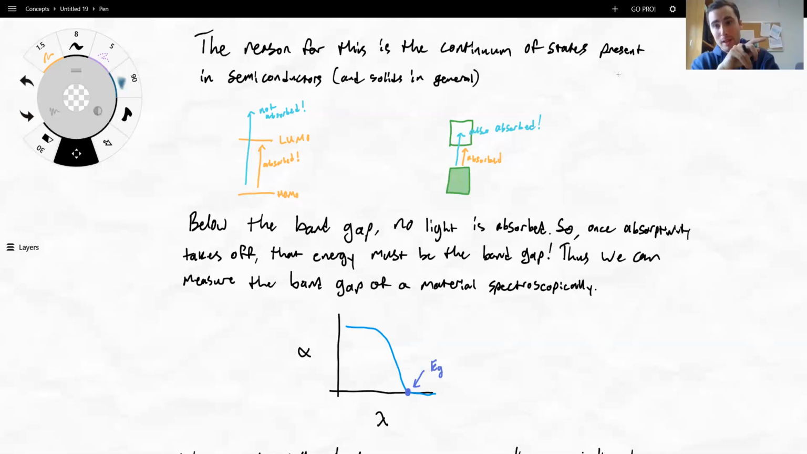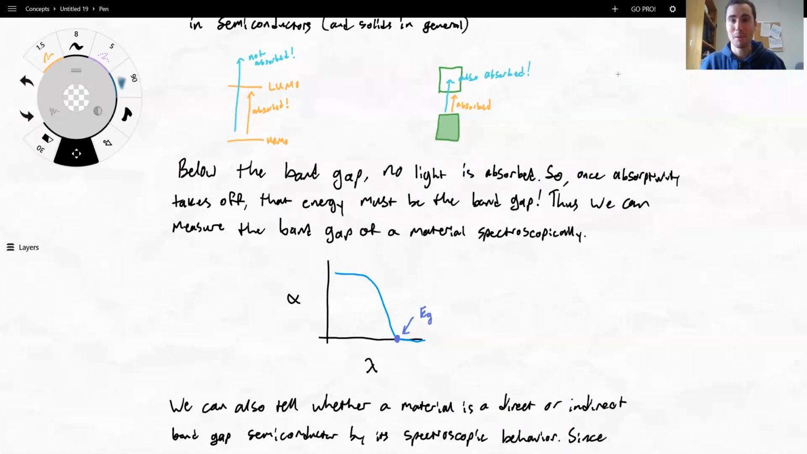But that also means that as soon as the absorptivity starts to really increase, that must be the band gap, right? Once we start absorbing, that has to be where the band gap is. That's the only way we're going to get absorbance. So that means that we can measure the band gap of a material spectroscopically.